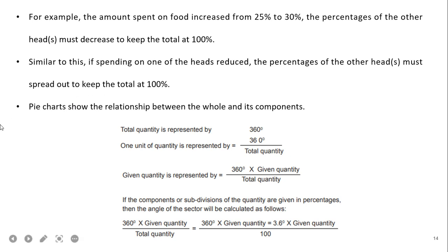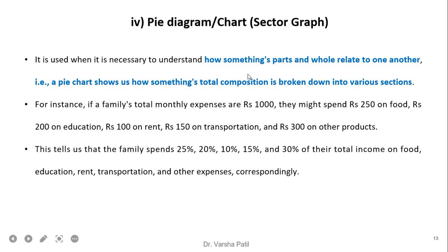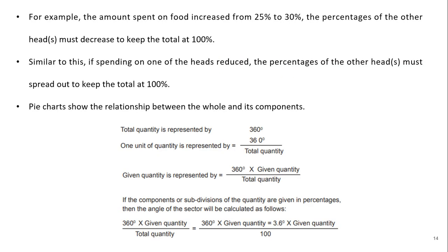So when we require to study something that is part to whole, at that time we use the pie diagram. A pie chart shows the relationship between the whole and its components. Now in a pie chart we represent the total quantity. In percentage it is represented by 100.